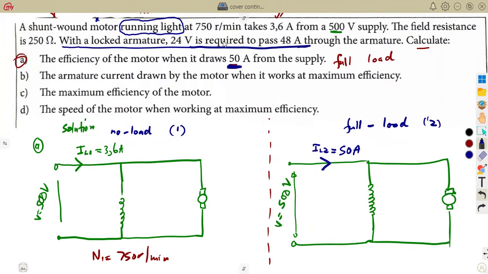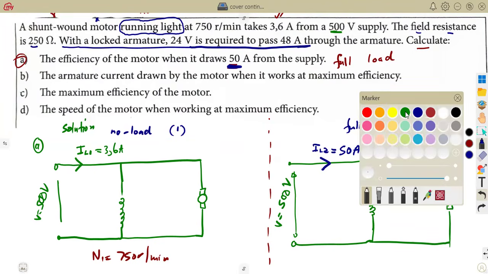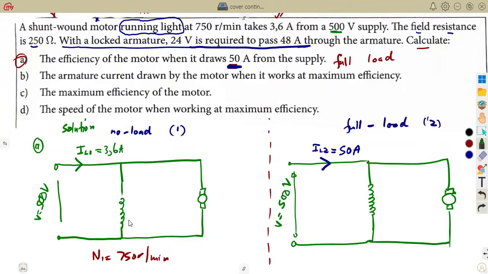Okay. So the field resistance is 250 ohms. But my question is, is it going to change on the full load? No, the field is not affected. So the field will remain as it is.